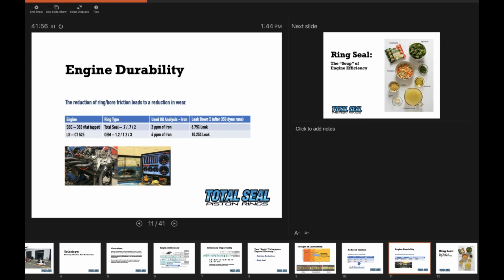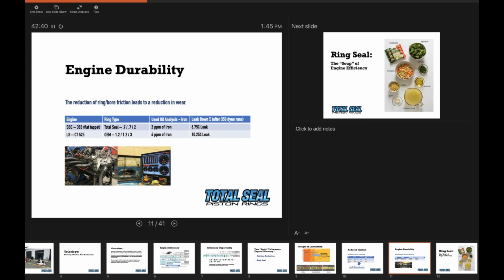Here's the difference. The roller cam engine had a 1 millimeter, 1.2, 3 millimeter oil ring package in it, versus the flat tappet motor having a 0.7 millimeter diamond finished ring package. Same amount of dyno, 350 dyno pulls, same oils. One's 2 parts per million, one's 4 parts per million, and then you look at the leak down, and that's where the proof was in the pudding. The 0.7 millimeter ring engine only leaked 6.75%, whereas the roller cam motor was 10.25.